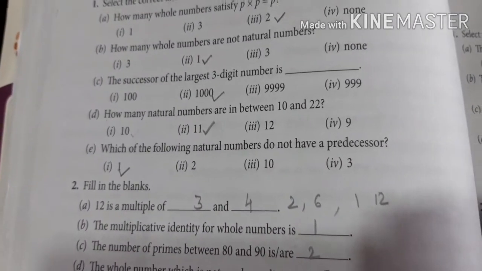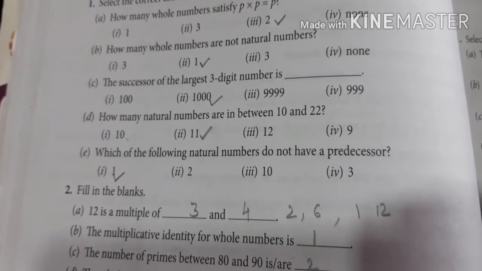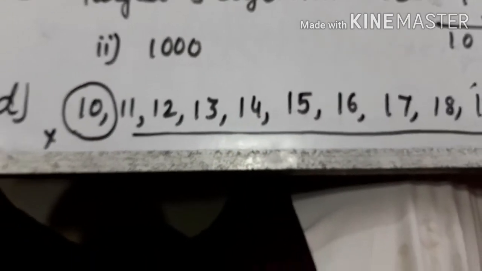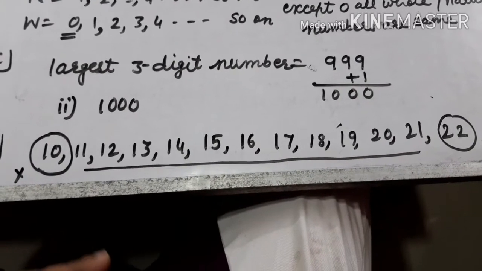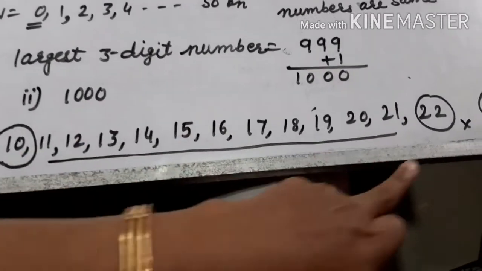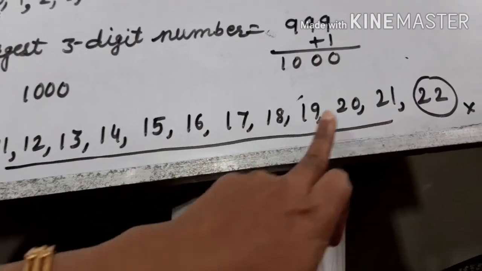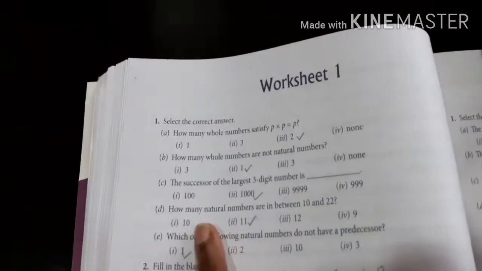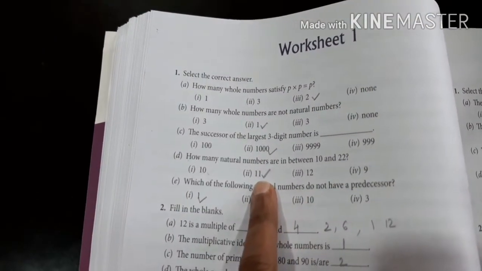Now the fourth one. How many natural numbers are there in between 10 and 22? When it is given between, we will not include 10 and 22. You can see here, I have written all the numbers which lie between 10 and 22. So we will not count this 10 and we will not include this 22. In between, when you see the numbers written, they are total 11. So the second option is correct. The correct option is 11.